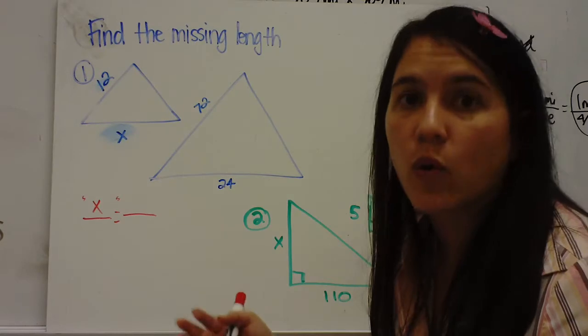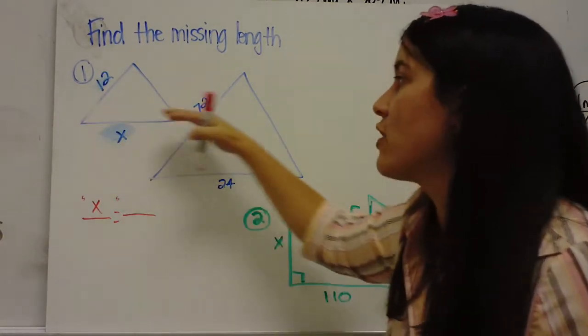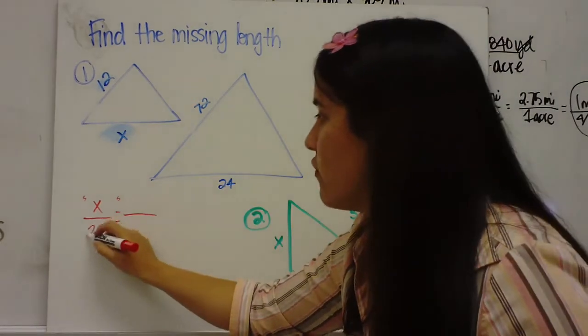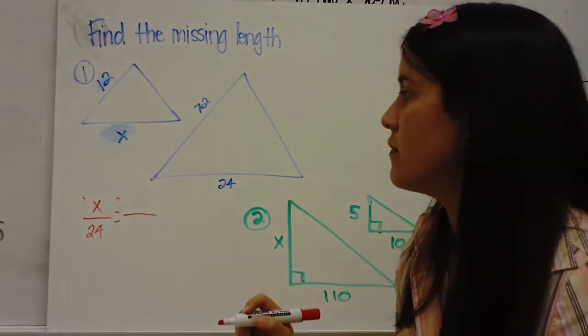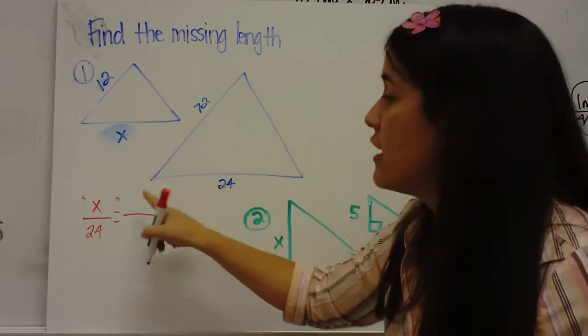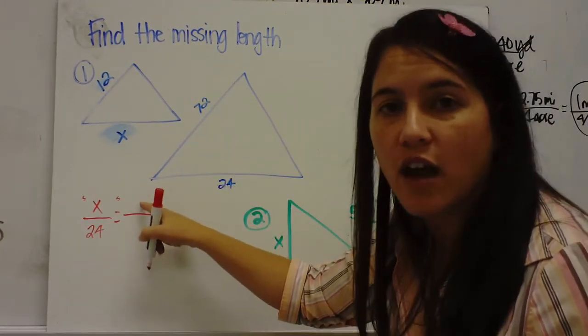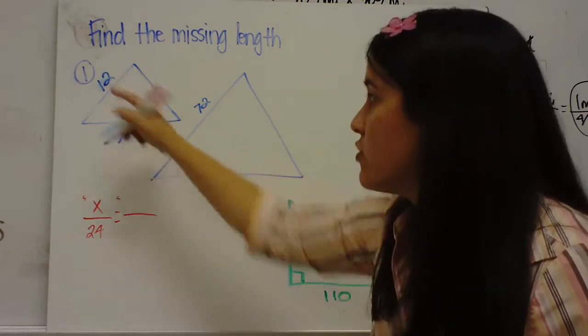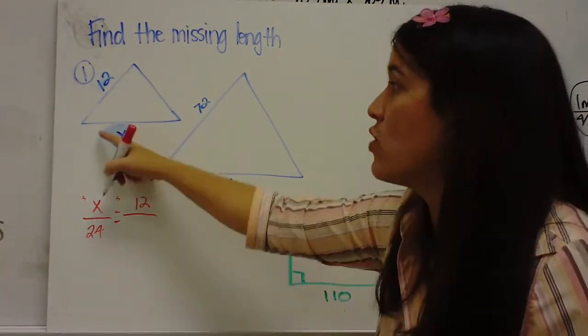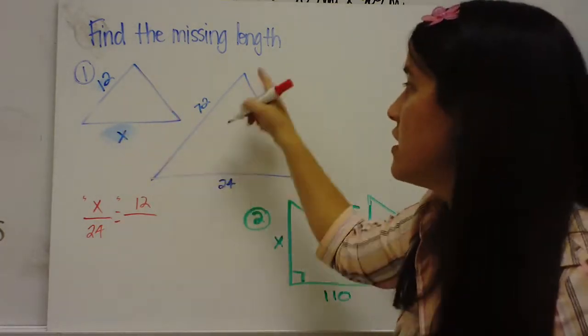We need to find what corresponds to x. The line that corresponds to x is this line right here, so we're going to put 24 on the bottom. The reason I put a little s is to remind me I need to start with the small shape. What's the other number from the small shape? 12. And then what corresponds to 12 is 72.